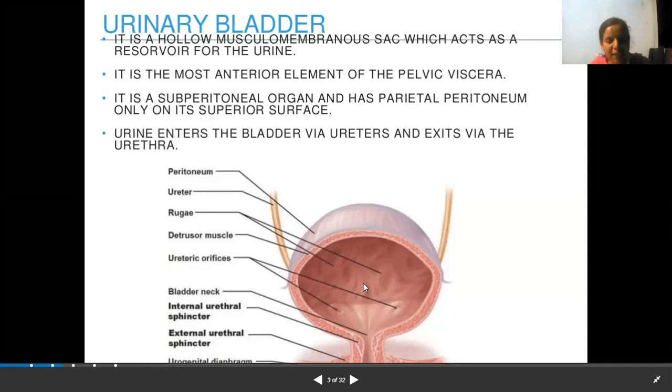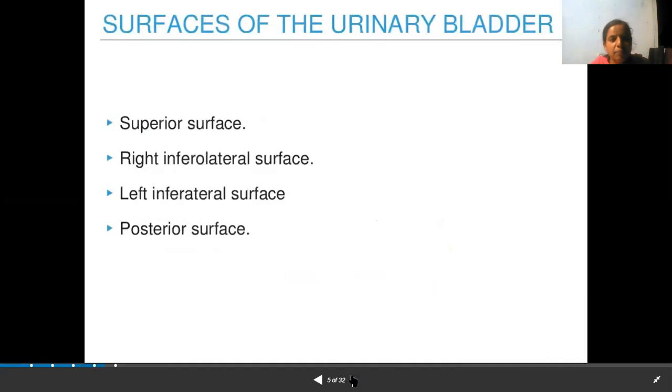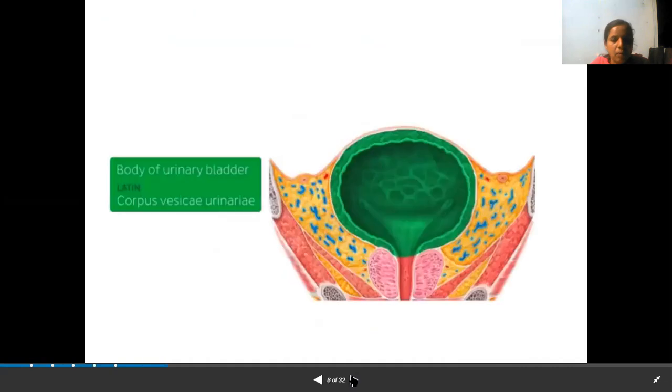So when you have seen the cut section of the pelvis, again I will show you. Just behind the pubic symphysis, we will see urinary bladder. It is a subperitoneal organ. That means it is present below the peritoneum. I will show how the parietal peritoneum is reflecting. And the urine enters the urinary bladder via ureters, and the urine exits out through the urethra. Okay? Then we will take the help of a diagram so that you will understand better.